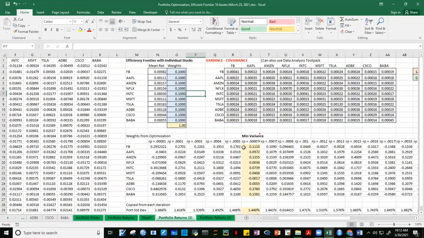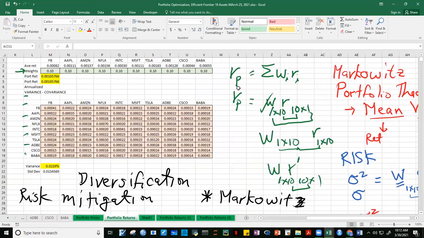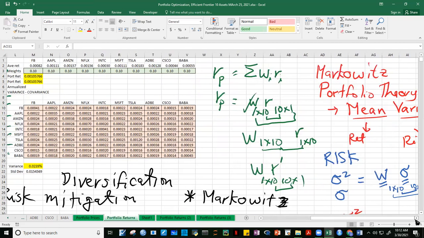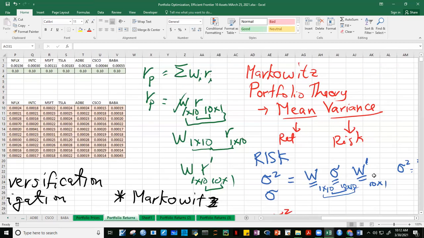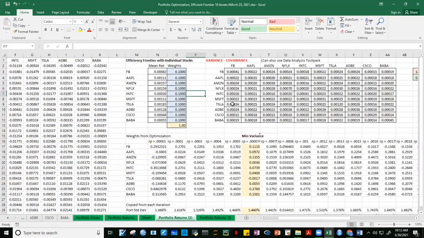Bakit nga pala natin kailangan yung weights? Kasi yung formula natin, di ba? Remember this formula? Ang return ng portfolio natin is the sum of the weight times the return of the asset. Tapos pati sa risk, kailangan din natin yung weight, no? Ito. W sigma W. The weight matrix times the variance covariance matrix times the weight matrix. Kailangan natin yung weight to compute for the returns and the risk of the portfolio. Okay. All right. So yung weights natin, ginawa nating equally weighted. Tapos yung sinum natin sa ilalim, 100% nga.